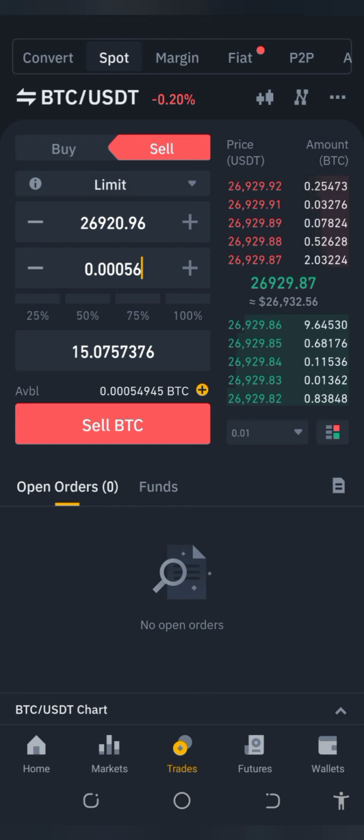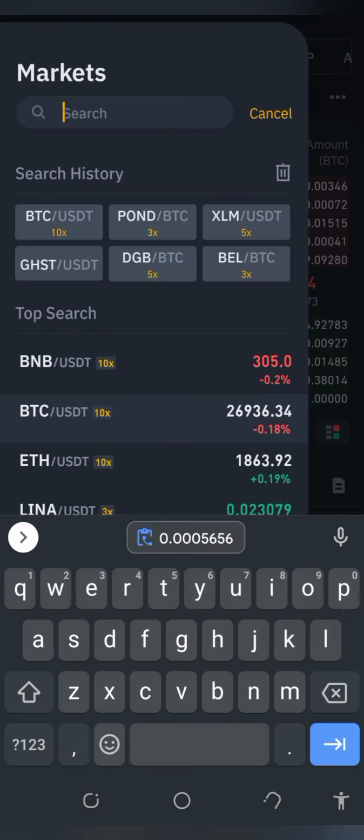Don't forget, we're looking for which particular pair executes the fastest, and more importantly, which pair executes at a much more profitable rate. That's the bottom line, because we're here to make money. Okay, so let's get back into what we're doing. So we go back to Pond BTC.